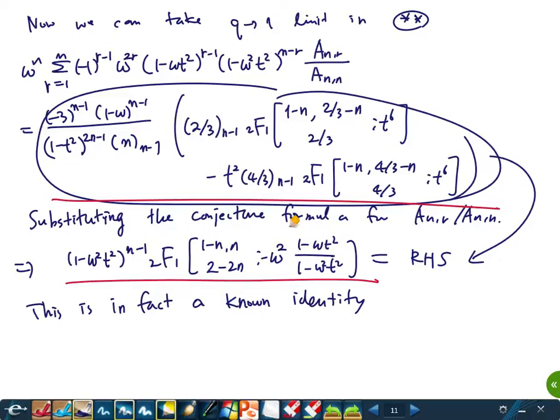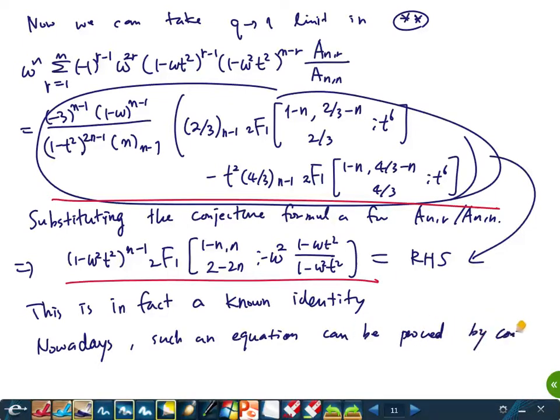But there is another way of doing this. Nowadays, an identity like this can be proved automatically, just by a computer. Such an equation can be proved by a computer. There is a computer package developed by, there is actually a book. The title of the book is just A equals B. Interesting title, right?